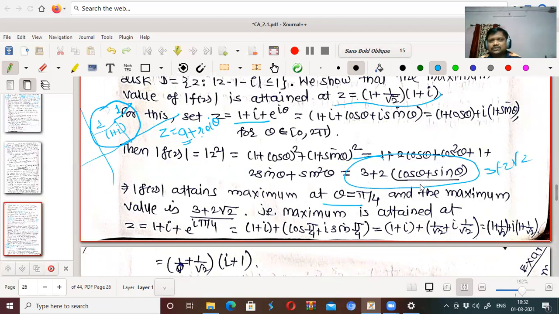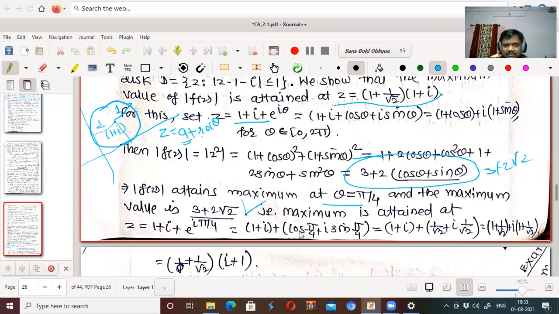Now, if I take theta equal to pi by 2, then what will happen? One of them is 0, and we get 3 plus 2 only, which is less than this one. So if I take theta other than pi by 4, every time this whole value will be less than or equal to that value, and therefore mod f of z attains its maximum at theta equal to pi by 4, and the maximum value is 3 plus 2 root 2. That is, the maximum value is attained at z equal to 1 plus i plus e to the power i pi by 4, at theta equal to pi by 4.